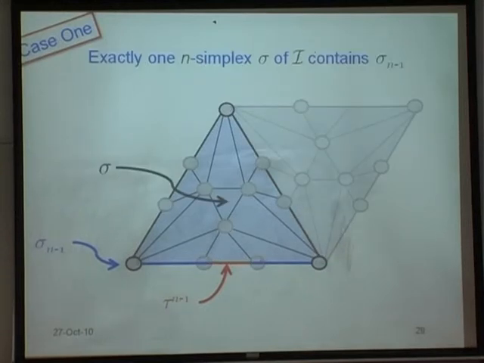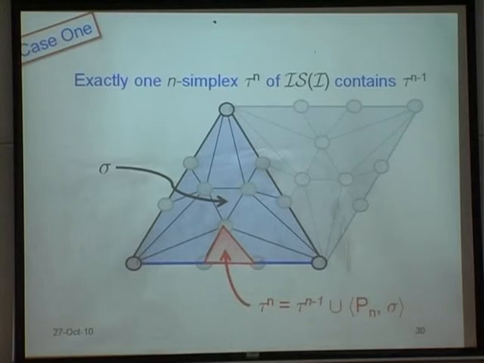What do I know? Well, because I assume that this is a boundary simplex, there's exactly one simplex of the input complex, sigma, that contains it. That's this big one here. So there's only one input n simplex that contains the input n minus 1 simplex that was the view of process P sub n minus 1. And that's the case that we're analyzing. So this is the assumption, and then we'll work from that.